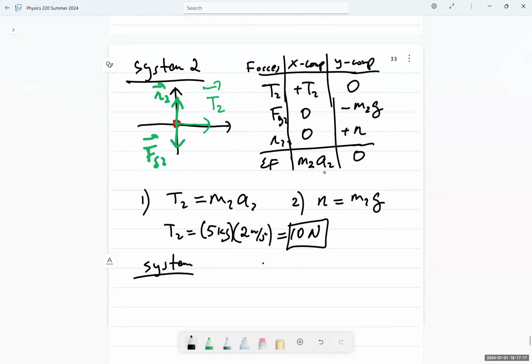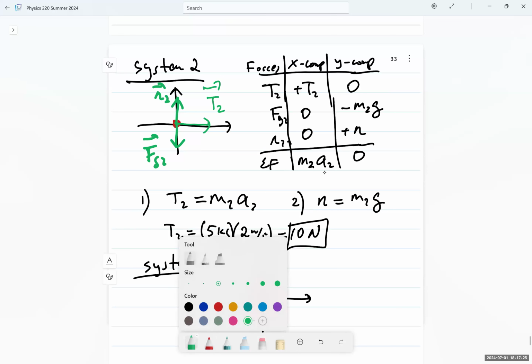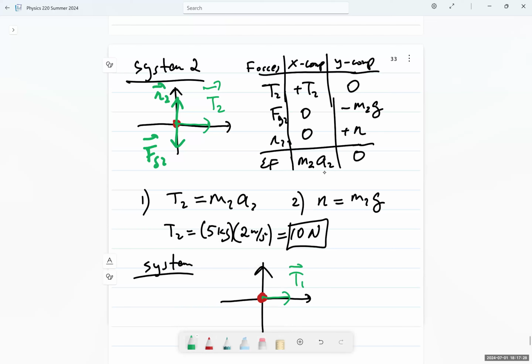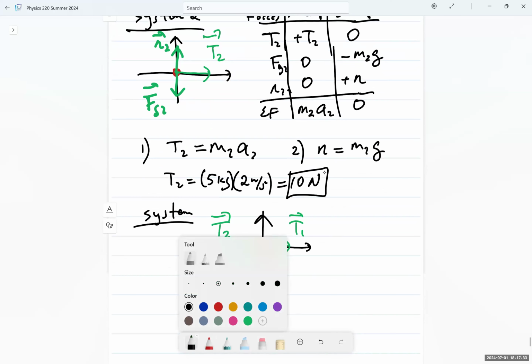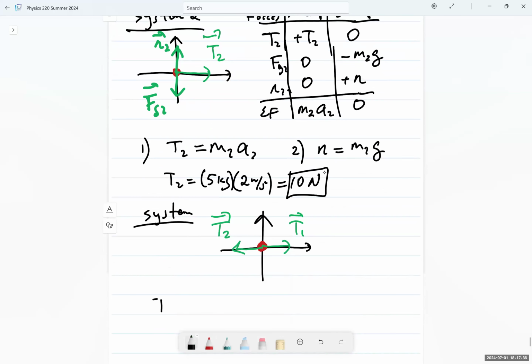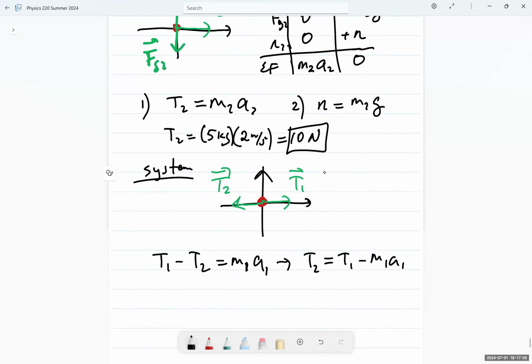So if I look at system 1, it would have been box 1 with 2 forces acting on it. So it would have been tension 1 to the right and tension 2 to the left. And then let's say right now, just looking at the horizontal, ignoring the vertical, it would have been T1 minus T2, because T1 is to the right, positive, T2 to the left, negative, equals M1 times acceleration. So you can see, if I rearrange for T2, it would have been T1 minus M1 times A1.